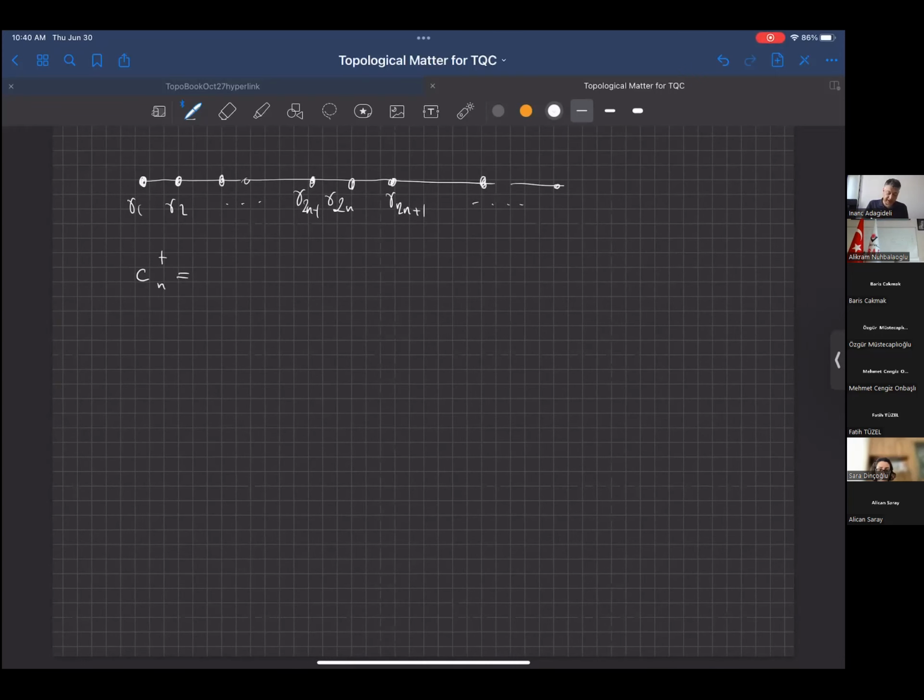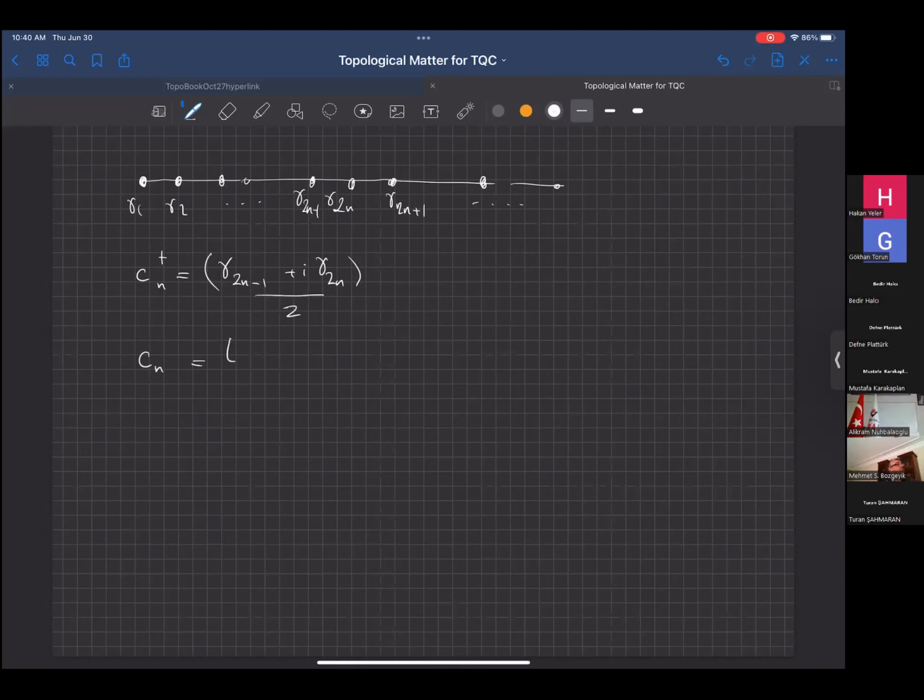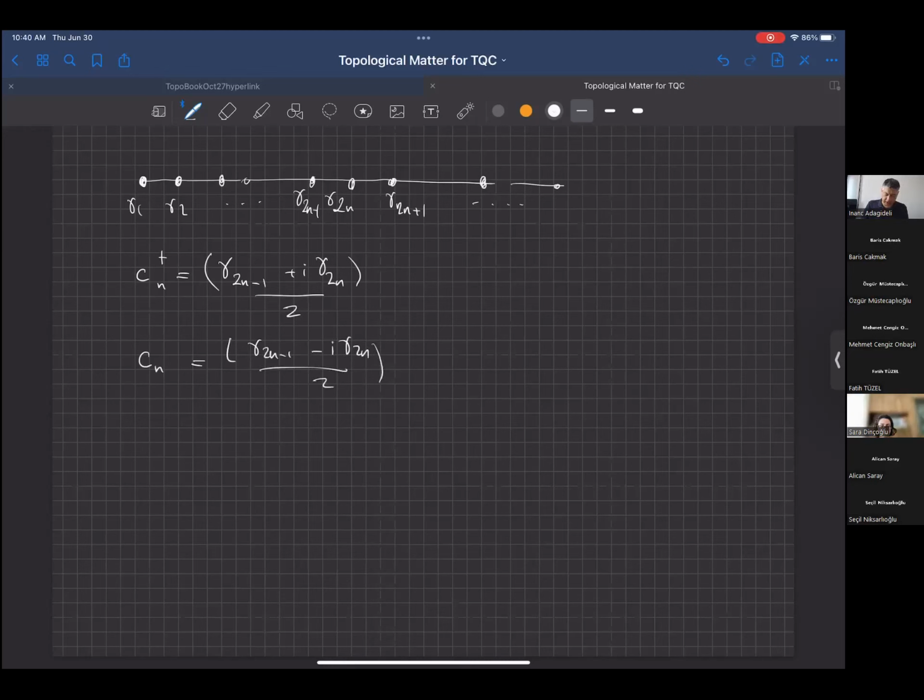So now you do Cn dagger as gamma 2n minus 1 plus I gamma 2n, divided by 2. And then Cn is the complex conjugate: gamma 2n minus 1 minus I gamma 2n, divided by 2, okay? So now you have these two states. And then your basis states would be states which are formed by these fermions. So Cn dagger is a set of fermions. Remember, they might be occupied or unoccupied.